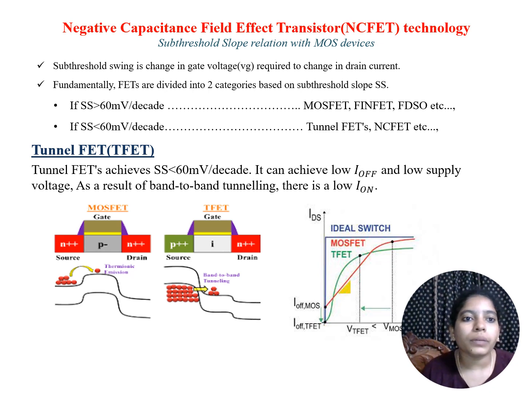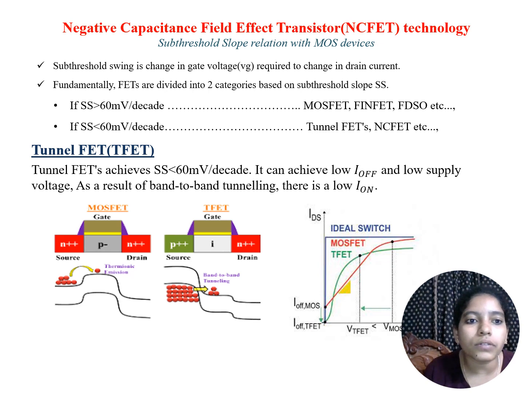Now let us talk about the negative capacitance field effect transistor technology. Before that, let me explain the subthreshold slope in MOS devices. We all know about the subthreshold slope relation with MOS devices. What is subthreshold slope? Subthreshold slope is nothing but the change in gate voltage required to change the drain current. Based on the subthreshold slope, FETs are divided into two categories.